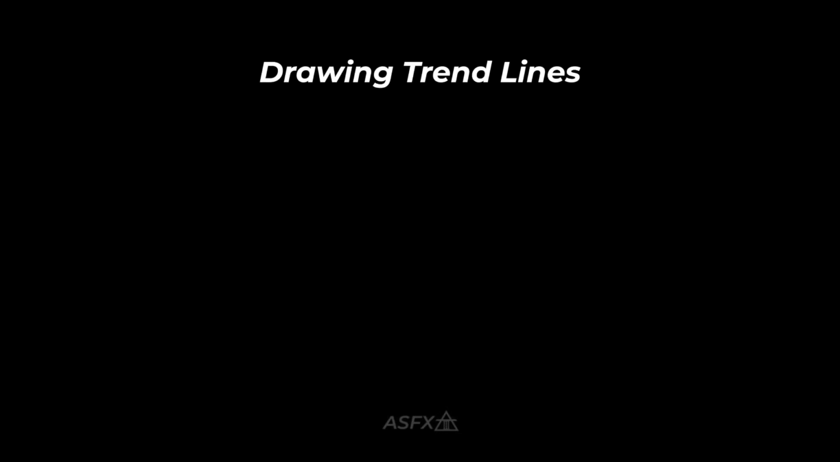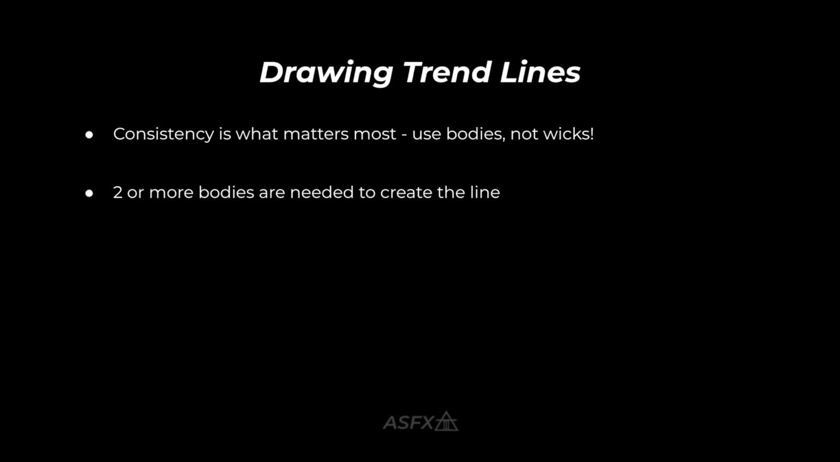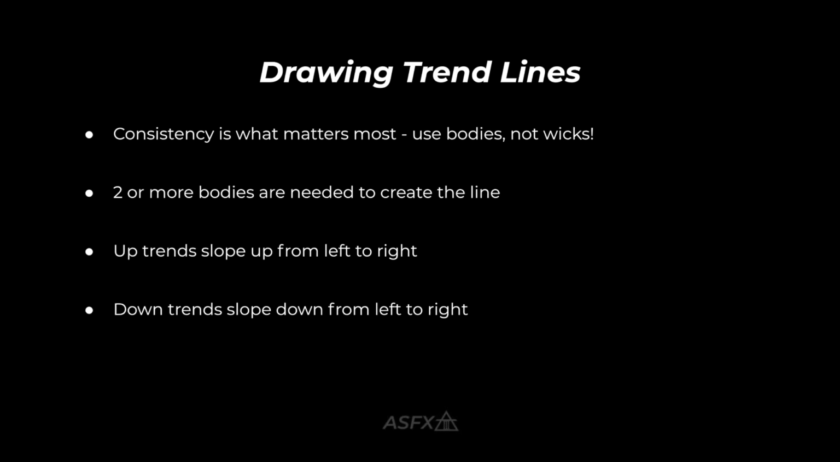So let's get into some market structure. We're going to talk about drawing trend lines. Now, consistency is what matters most. You want to use bodies, not wicks. Remember, we were using wicks to draw our Asian range. But now when we talk about drawing trend lines, we're going to want to use the bodies of those candles. You're going to want 2 or more bodies to create the line. Now, uptrend lines are going to slope up from left to right across your screen, and downtrend lines are going to slope down from left to right across your screen.